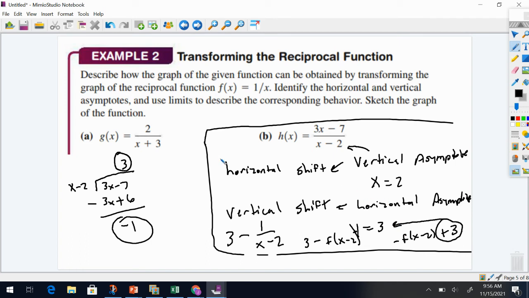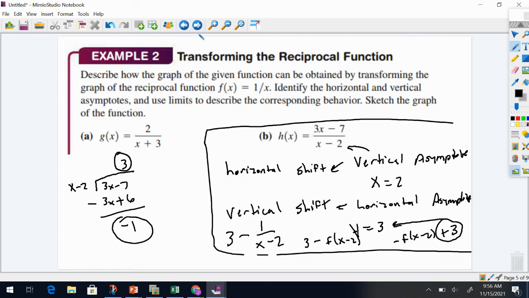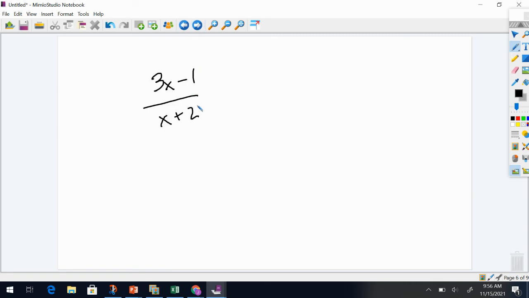So I want to look at one more example like that, just so we're all on the same page. If I ask you to compare the graph of 3x minus 1 over x plus 2. Okay, so first of all, what's the vertical asymptote? I'm just going to start abbreviating this. What value makes the denominator equal to 0? x equals negative 2. What's the horizontal asymptote? Same degree, I divide. y equals 3.